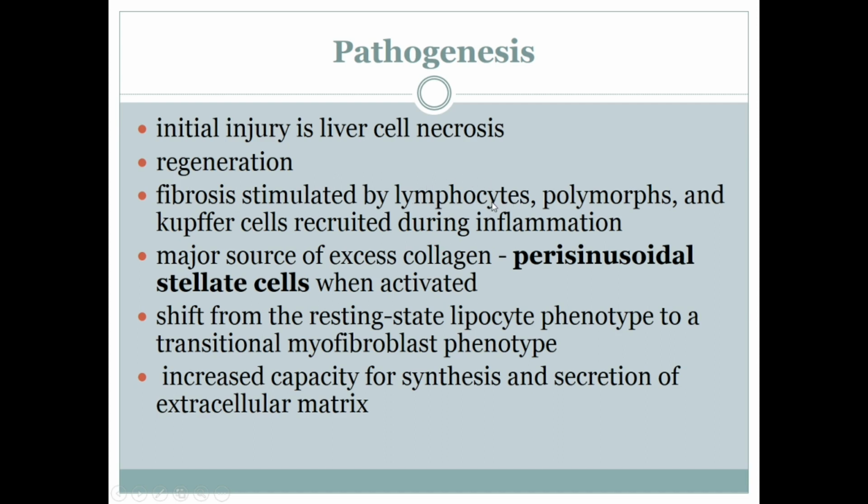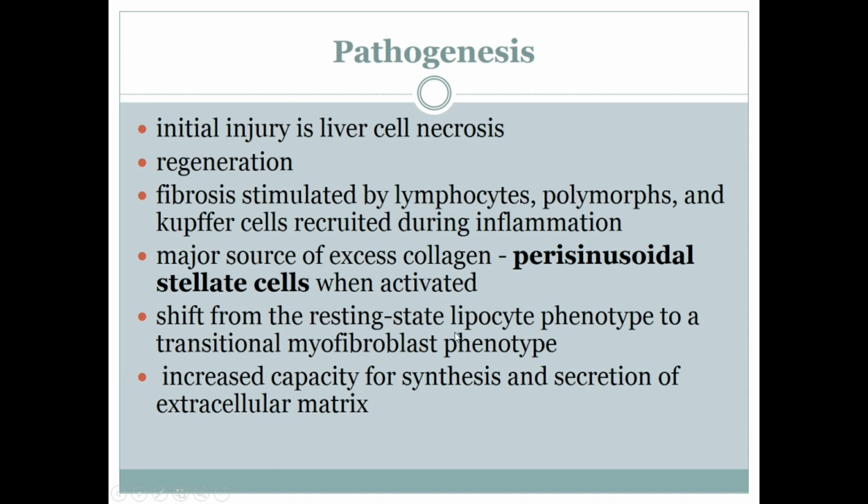Okay. Fibrosis is stimulated by lymphocytes. You have read inflammation. You know the ability to cause fibrosis in any inflammation is because of the cytokines. Okay. So lymphocytes, polymorphs, Kupffer cells, all of them contribute in this inflammatory process by producing a whole lot of cytokines. And these cytokines will initiate excess collagen. But the major source of this excess collagen is actually the stellate cells. The perisinusoidal stellate cells, when activated, are the ones which cause the excess collagen, apart from the cytokines from the inflammatory cells.